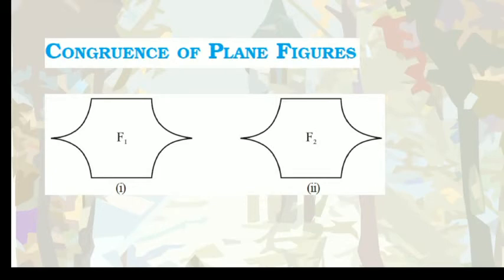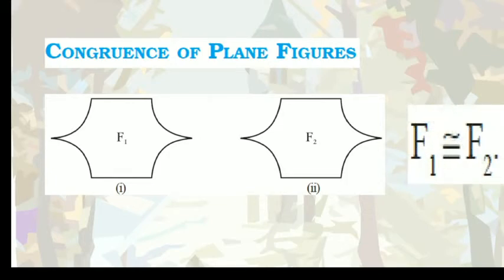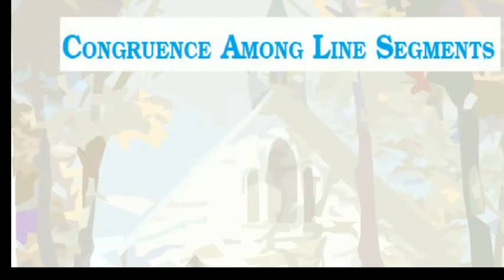Basically, when we have such a thing, what is supposed to be done is we have to superpose them. Put one on top of the other, and if they are exactly the same, then we say they are equal. And when they are equal, we give the sign like this. The sign here, a sleeping S upon an equals sign, is called congruence. The sign is said to be congruent. Here, because figure 1 and figure 2 are congruent, we say F1 is congruent to F2. And we read it in this fashion, congruent to.